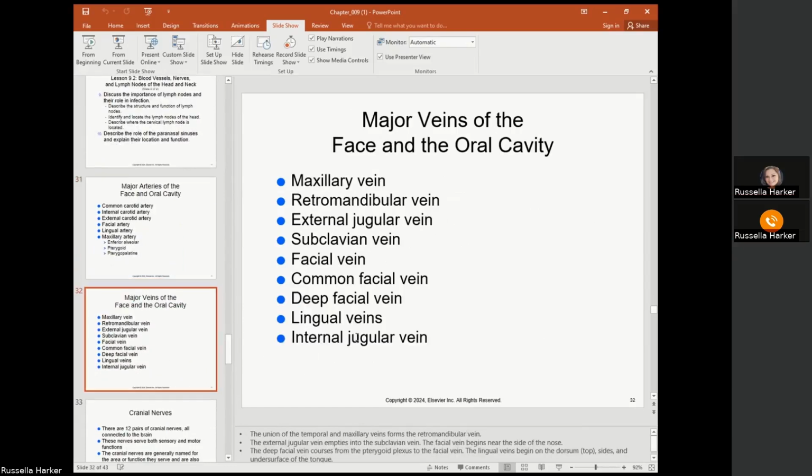The major veins of the face and the oral cavity are listed here. The union of the temporal and the maxillary veins forms the retromandibular vein. The external jugular vein empties into the subclavian vein, and the facial vein begins near the side of the nose. The deep facial vein courses from the pterygoid plexus to the facial vein, and the lingual vein begins on the dorsum, or the top, sides, and the undersurface of the tongue.